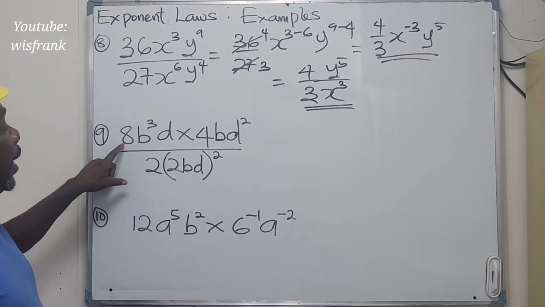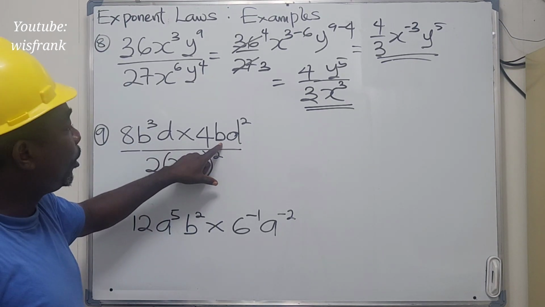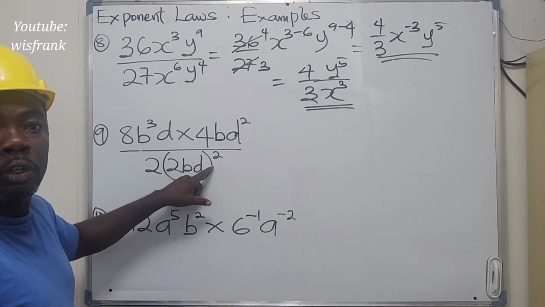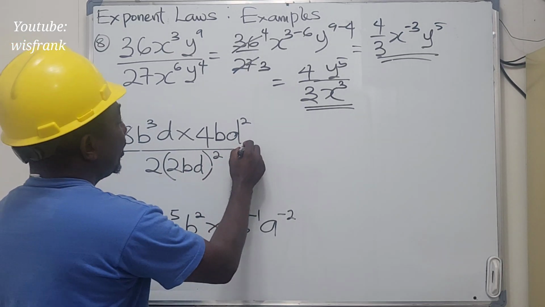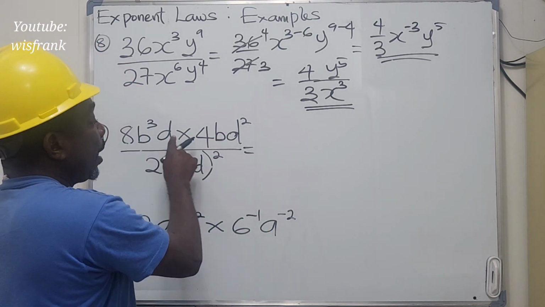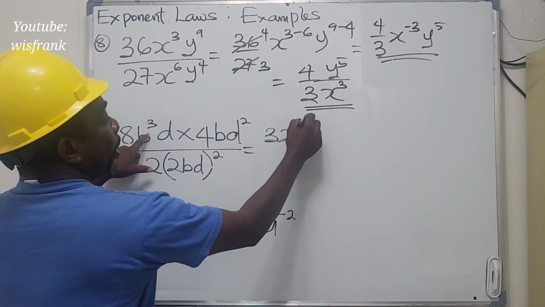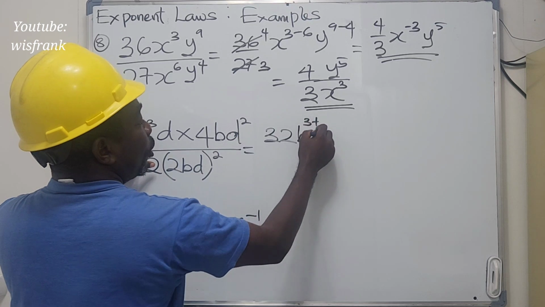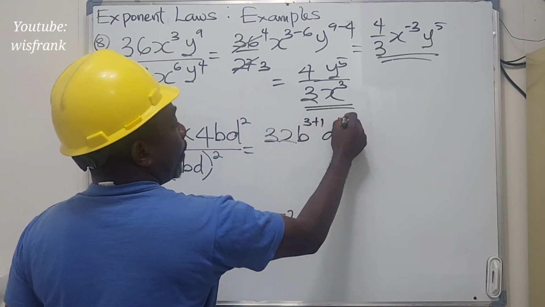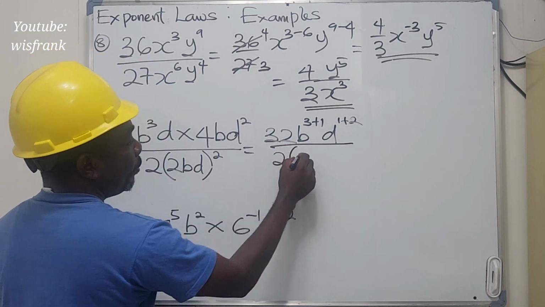So the next one is 8b to the power of 3d multiplied by 4b d to the power of 2 all over 2 into 2bd all to the power of 2. So this can be written as, we have here 8 and we have here, when we multiply all the constants, 8 times 4, we have 32. So we have here b to the power of 3. Then we take this, we have plus 1. Then we have d to the power of 1. You take this plus 2. Then all over 2. 2 into, we have here 2.